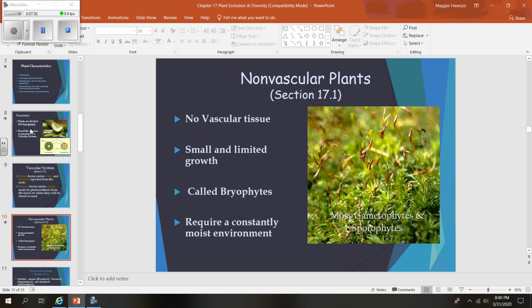Non-vascular plants are plants that don't have the xylem and the phloem, so they have no vascular tissue. Because they have no vascular tissue, their growth is limited and they're usually close to the ground or very small. So these are your mosses, your ground cover. These are also called bryophytes, and these bryophytes require a constant moist environment in order to thrive and reproduce.